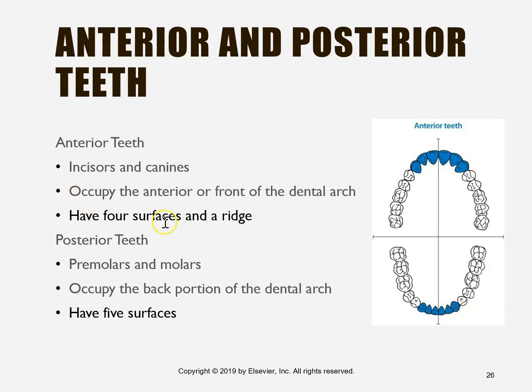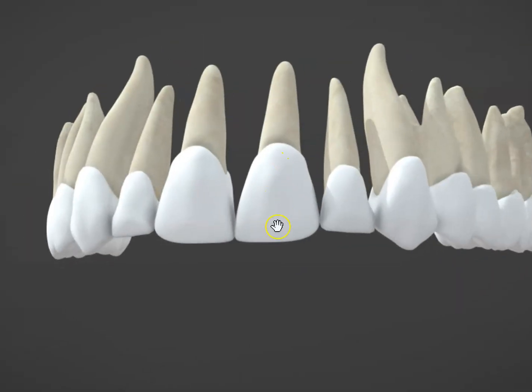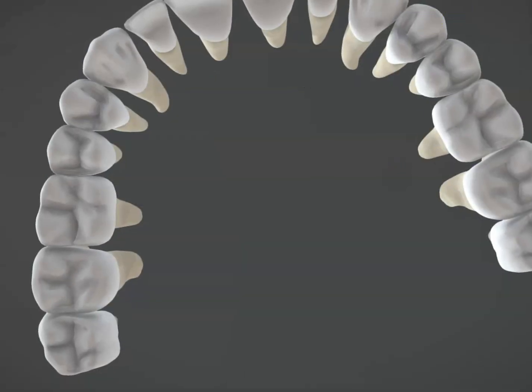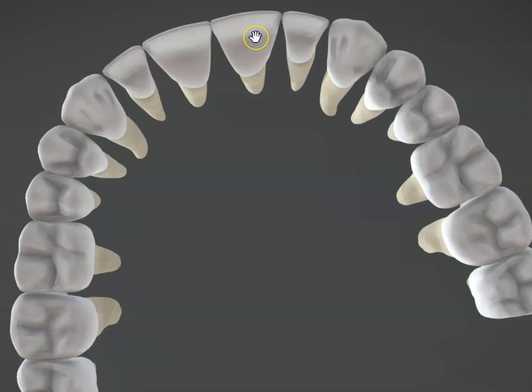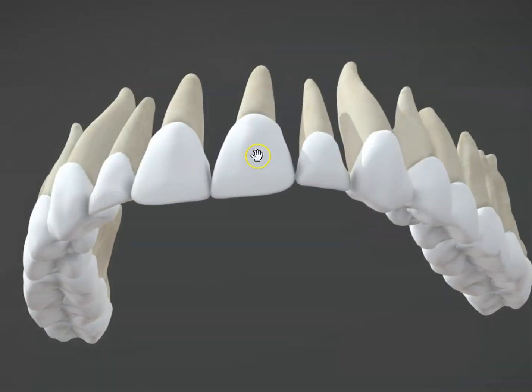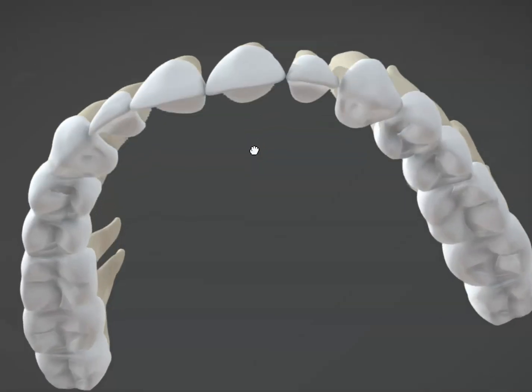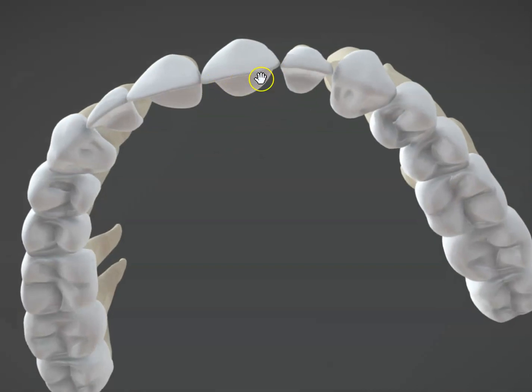And they have 4 surfaces and a ridge, and I'm going to show you that. So 4 surfaces. This would be the facial surface. This would be the mesial because it's closest to the midline. This would be the distal, so we have 1 facial, 2 mesial, 3 distal, and then if I flip it, and I'm going to see if I can move the screen up slightly. Right here is the lingual. Okay, so now we can see it better. So lingual is here. So 4 surfaces: lingual, facial, distal, mesial, and then it has a ridge, and this ridge right here is known as your incisal ridge.